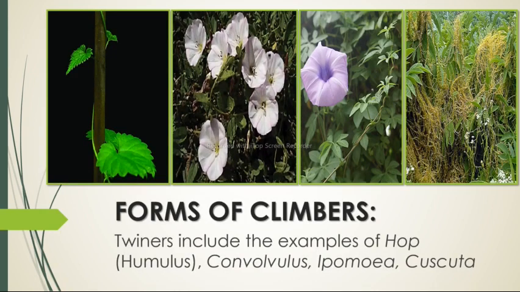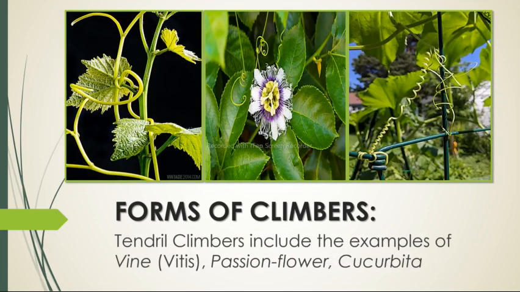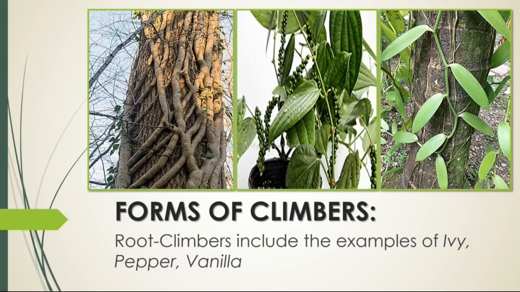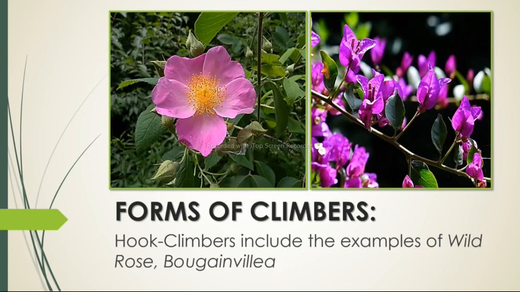So forms of the climbers include the twiners, with examples of hop, which is also known as Humulus, and Convolvulus. The next examples are Ipomoea and Cuscuta, as shown in the figure. Forms of the climbers also include the tendril climbers, with examples of vine, also known as Vitis, passion flower, and Cucurbita, as shown in the figure. Forms of climbers include the root climbers, with examples of ivy, pepper, and vanilla, as shown in the figure. Forms of climbers include the hook climbers, with examples of wild rose and bougainvillea, as shown in the figure.